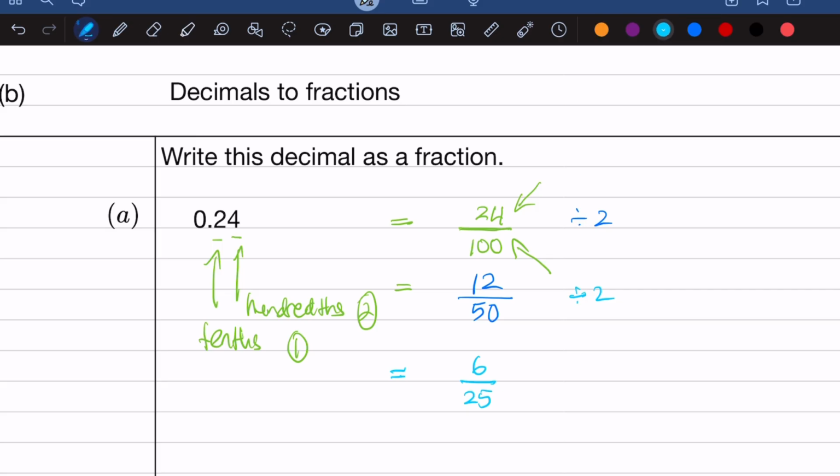Even though our 6 can be divided by 2 and 3, our 25, the denominator, is not divisible by 2 or any other number other than 5. This is an odd number while this is our even number. So we just have to leave it at that. This method is for when you don't know what number to divide by, and you can try with twos. If you know 24 and 100 are divisible by 4, you can try 4 straight away. 4 divided into 24 is 6, and 4 divided into 100 is 25.